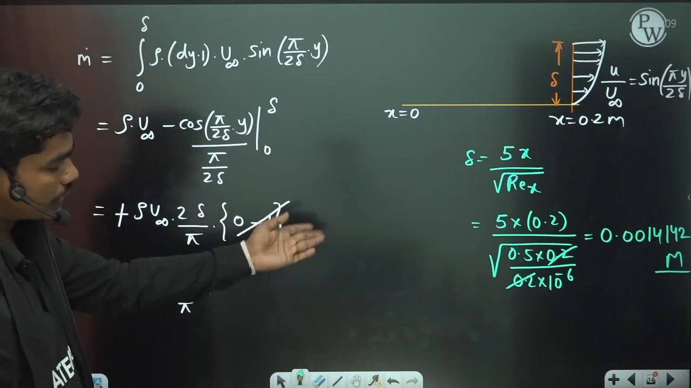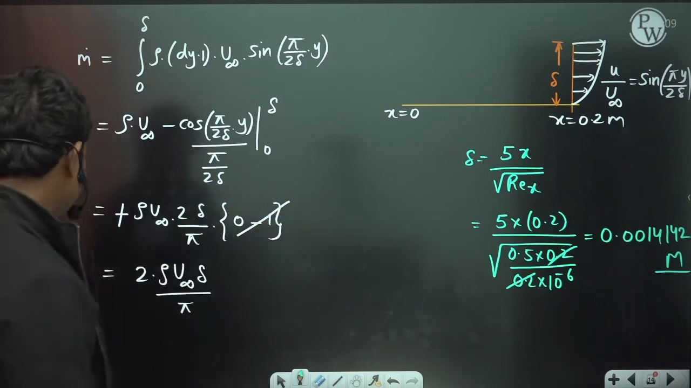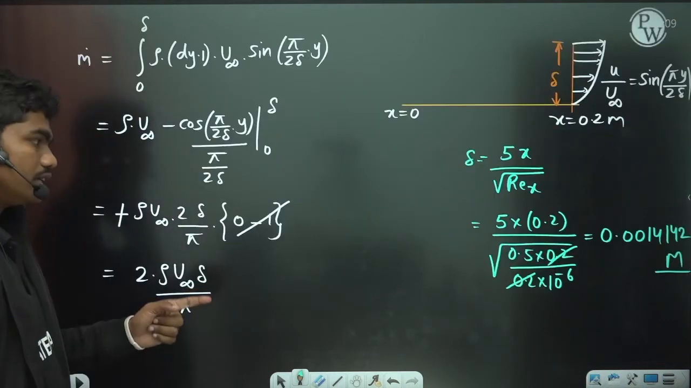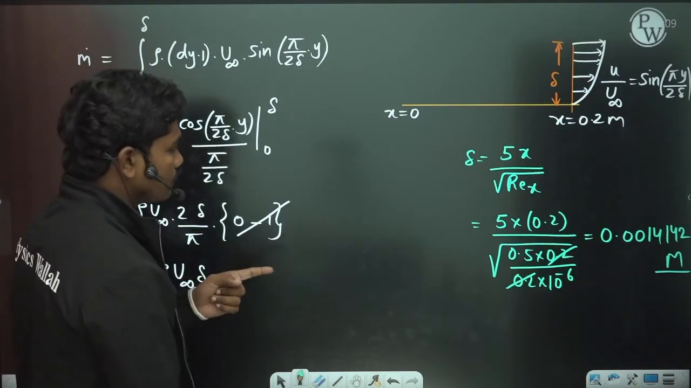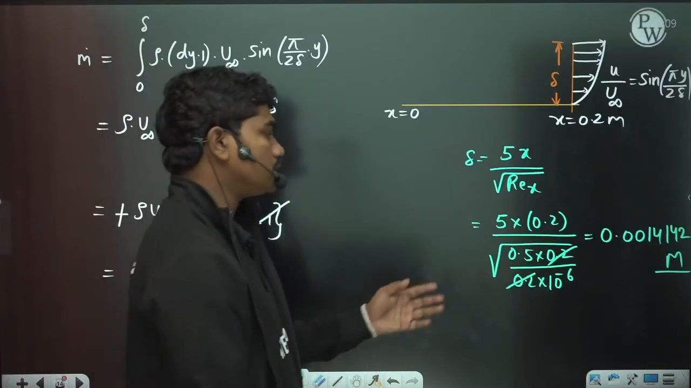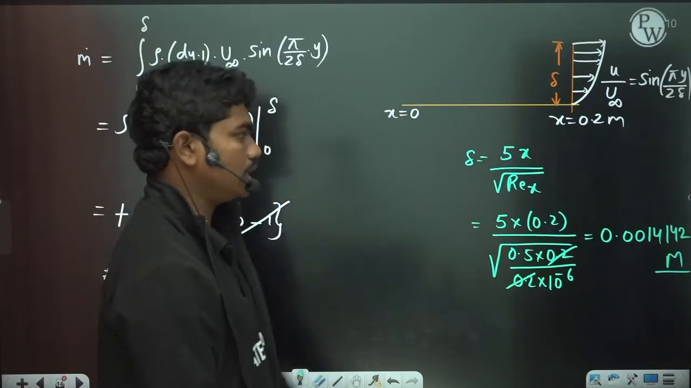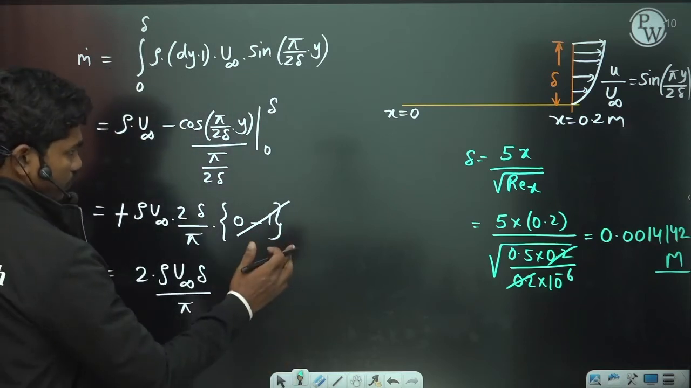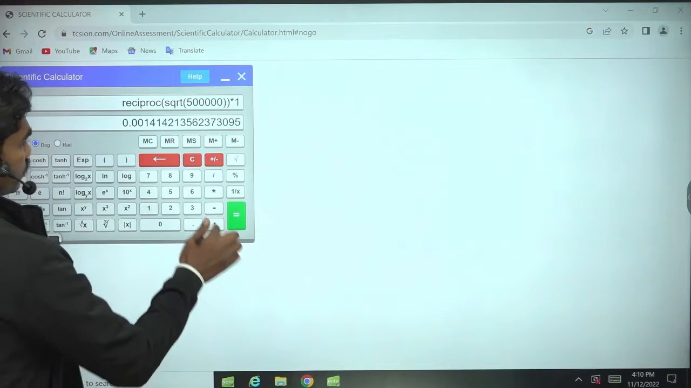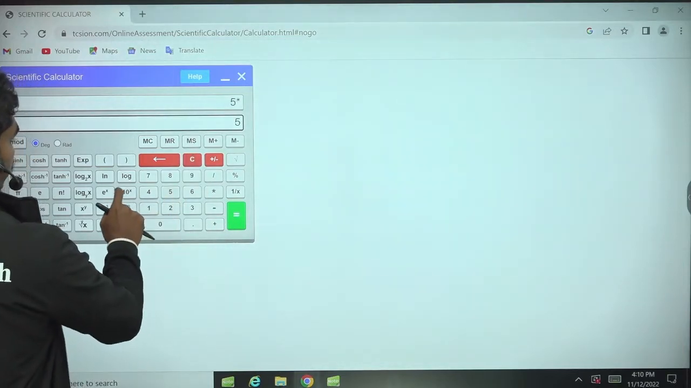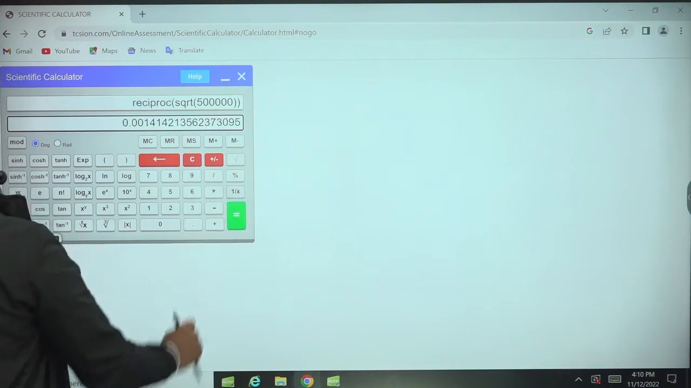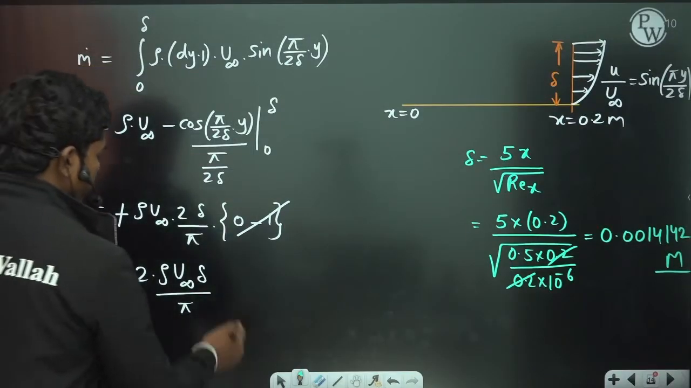So 5x by root Rex. U infinity is 0.5, so it's a very small velocity, and x is 0.2, divided by the kinematic viscosity value. Again they have given us 0.2 into 10 to the power minus 6. If you simplify this, we get this value. We have taken the square root, for example 5 into 10 power 5, the square root of this and the inverse of this. Great, so we got all the values.